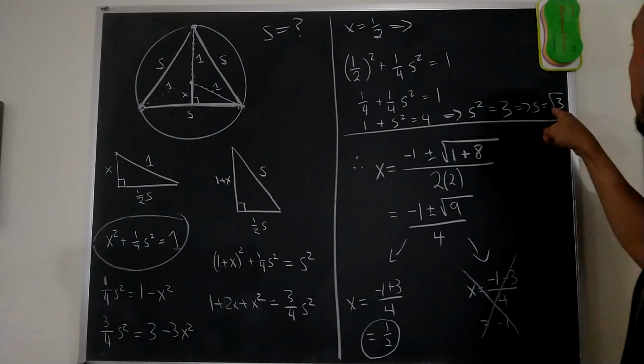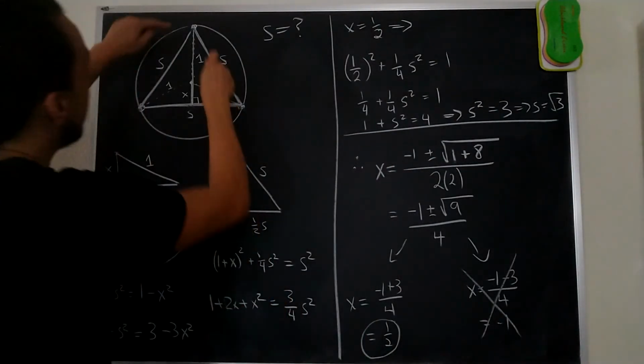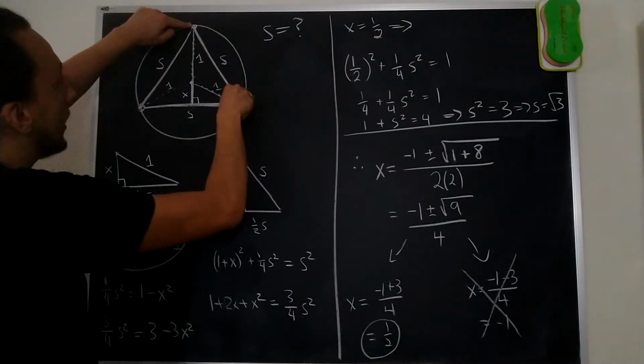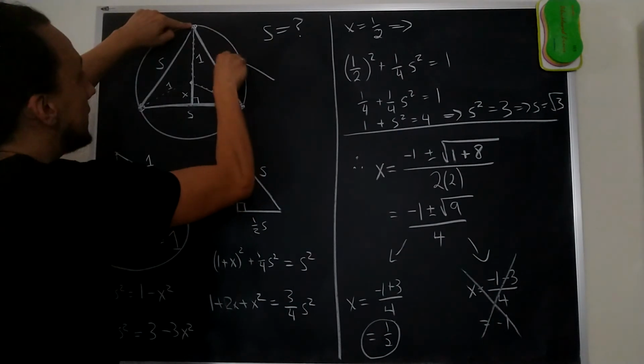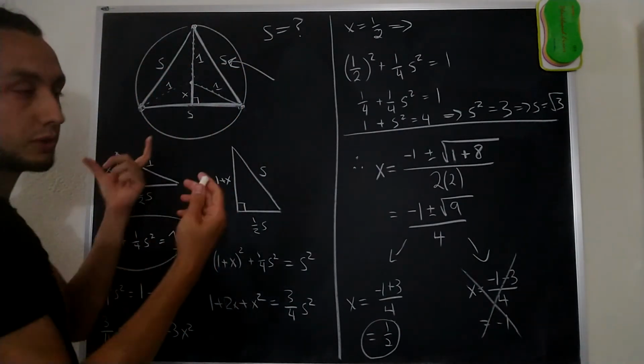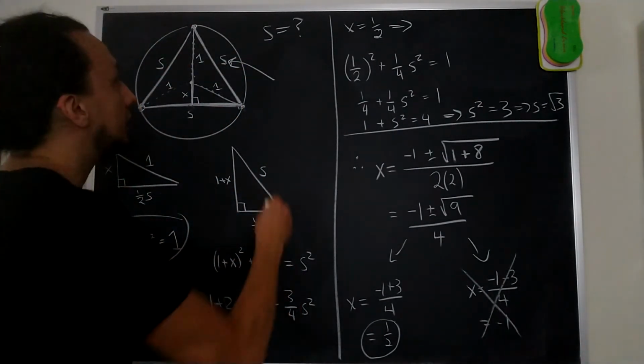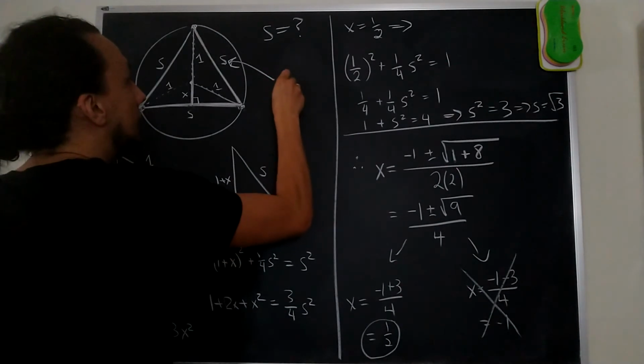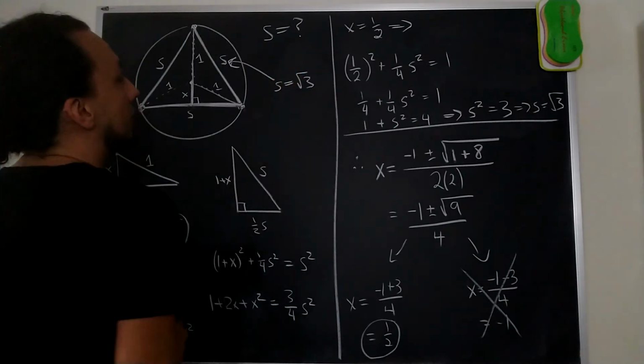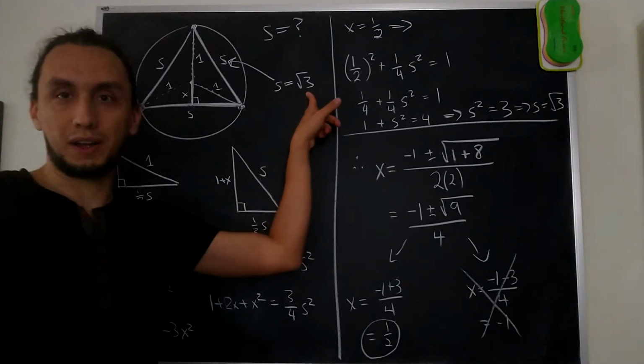So we've actually solved our value of s. The side length of an equilateral triangle inscribed inside a unit circle. Unit circle just means a circle that has radius 1, is the square root of 3.